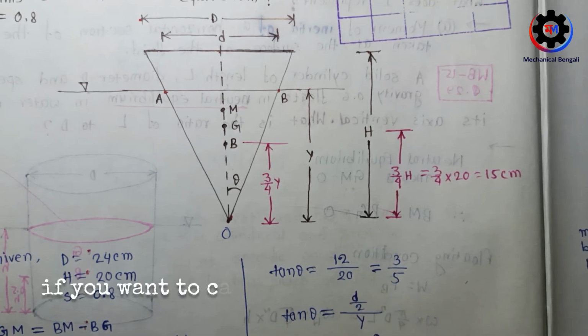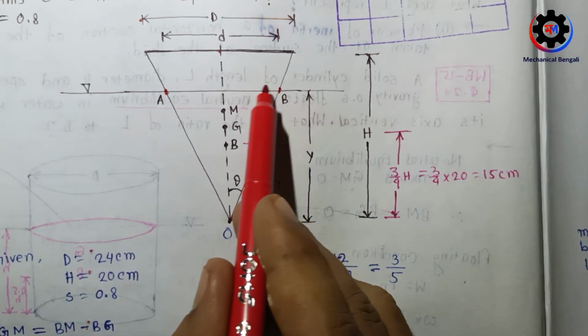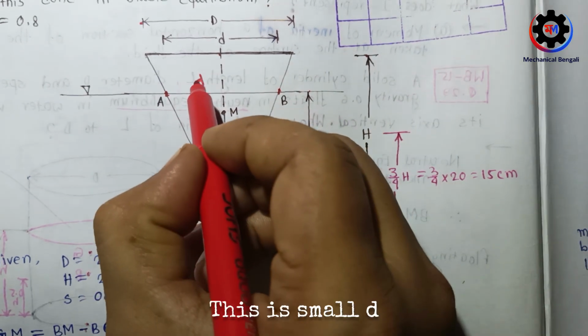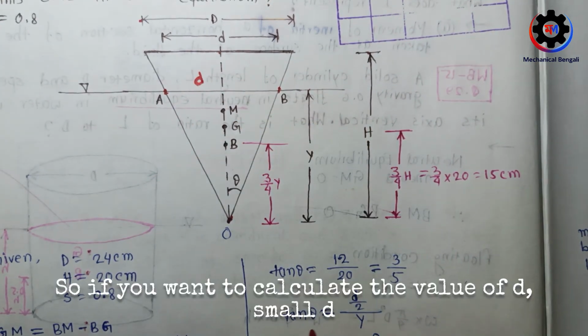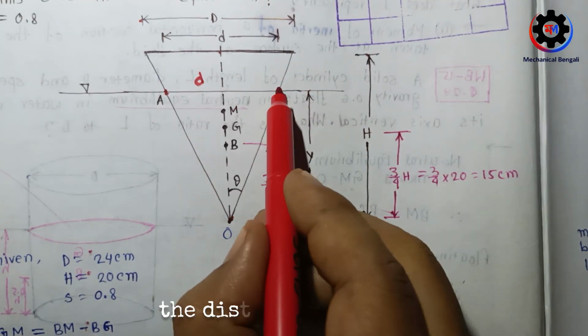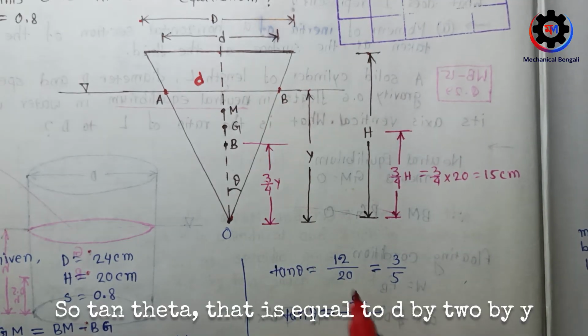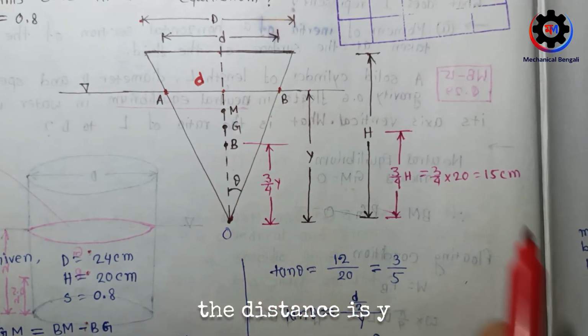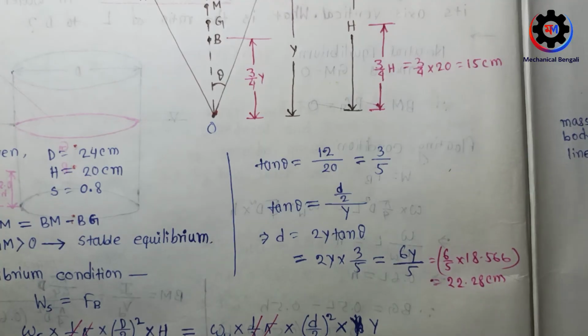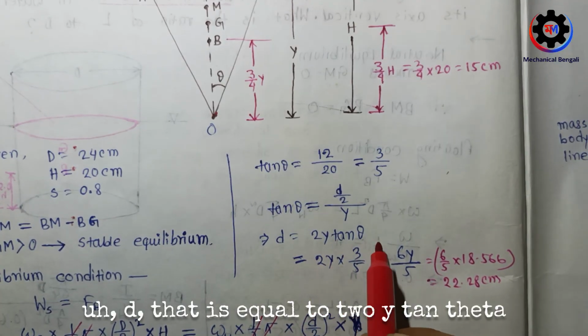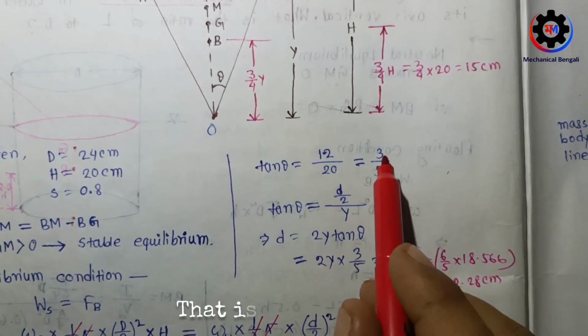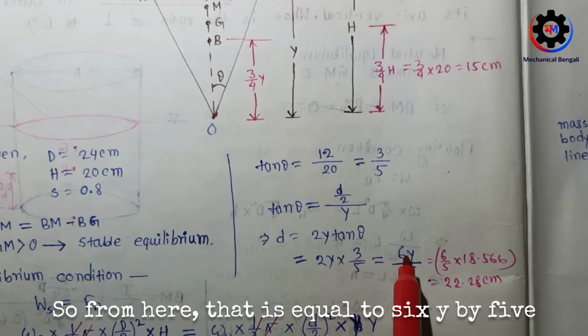Now to calculate small d, consider this is small d. From here to here the distance is d by 2, so tan theta is equal to d by 2 by y, where the distance here to here is y. So d is equal to 2y tan theta. What is the value of tan theta? That is 3 by 5. So d is equal to 6y by 5.